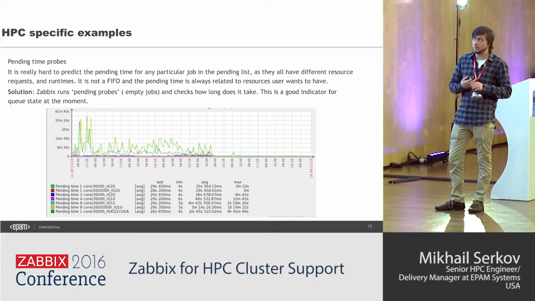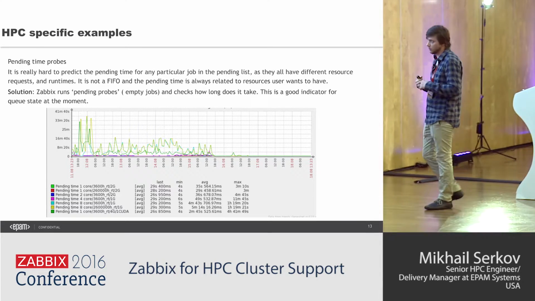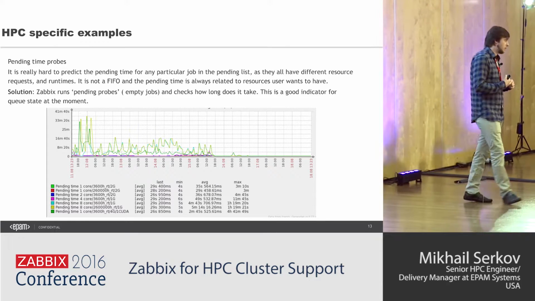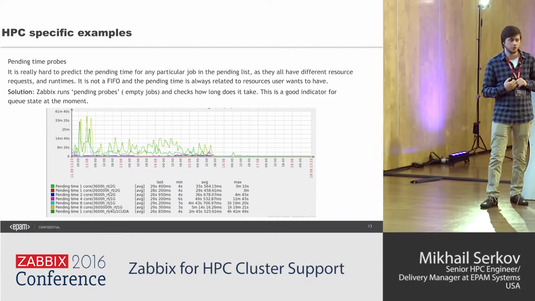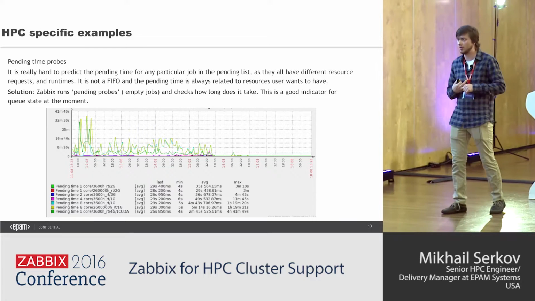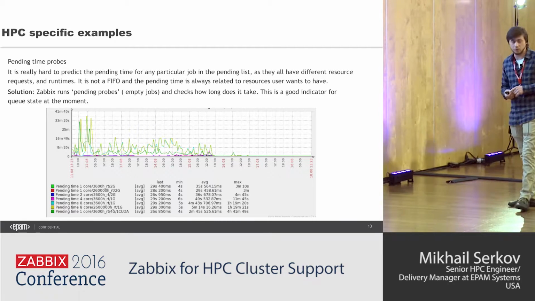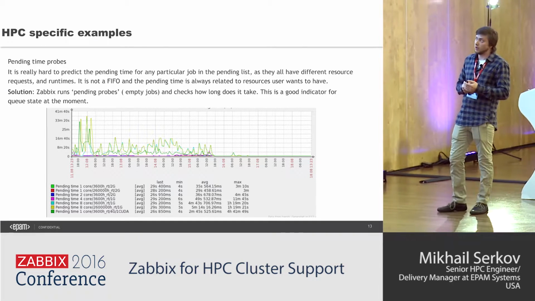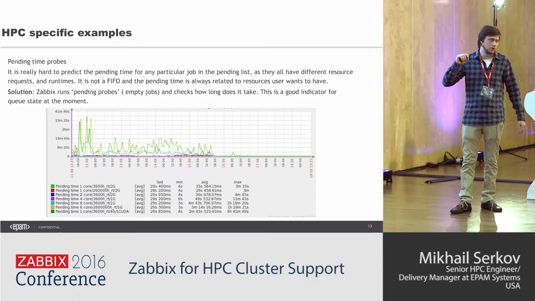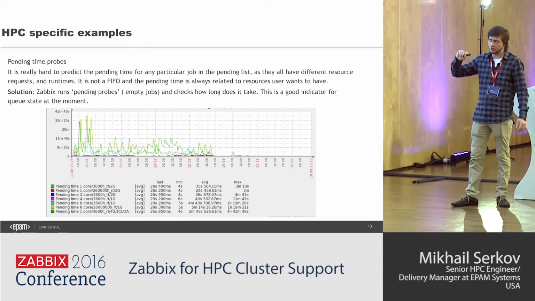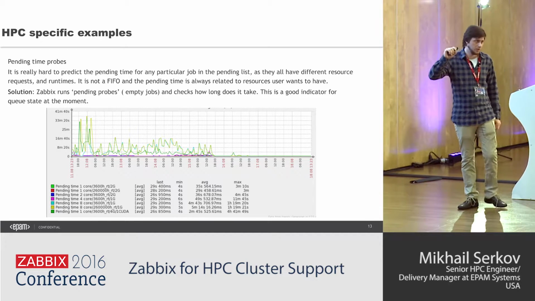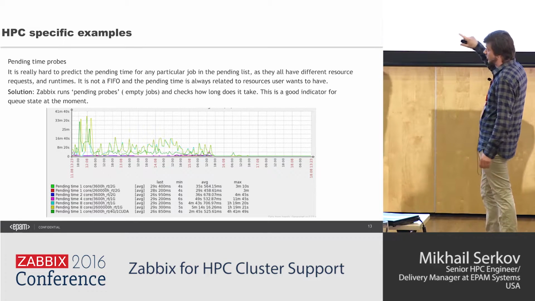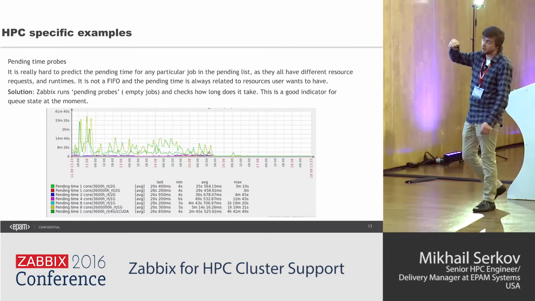Pending time is a very important metric for our users and for our managers. We cannot actually estimate pending time because it's not first in, first out or something like that. Pending time really relies on the resource request. So we configured Zabbix to do probes using the scheduler. Zabbix submits jobs with different resource requirements and checks how long it takes to run them. So we have this graph.